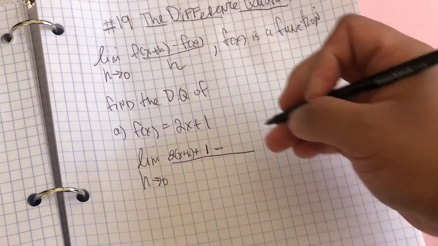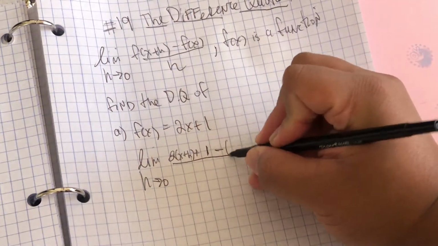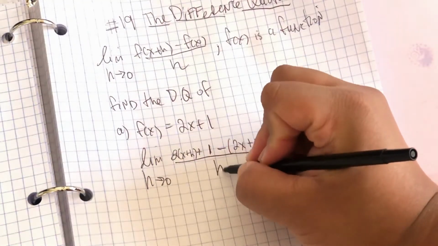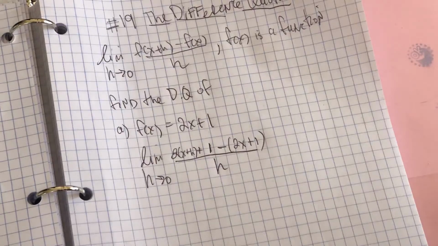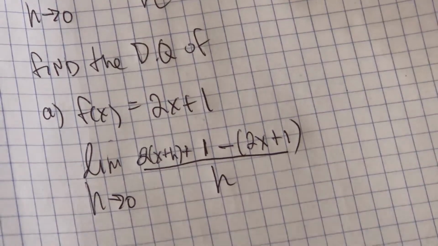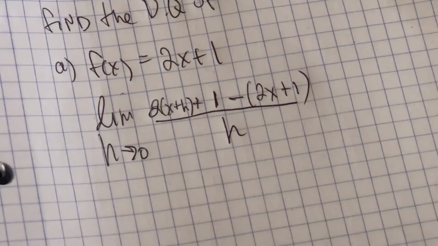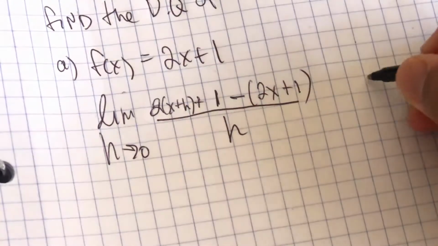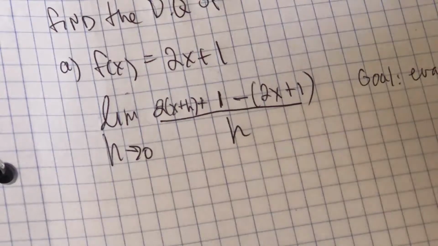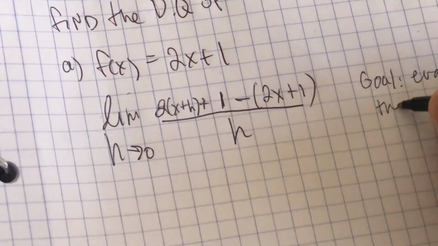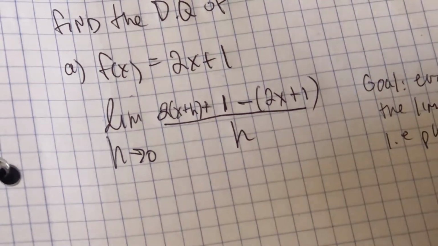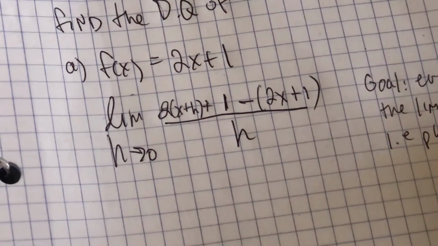Now, as a safety, we're not going to just write 2x plus 1. We're going to write parentheses 2x plus 1, all over h. So our answer would be computing this limit if it exists. Now, it's pretty bizarre looking, but what we're going to do is try to simplify this as much as possible. So again, the goal is to compute the limit, or evaluate the limit. In other words, plug in h equals 0.